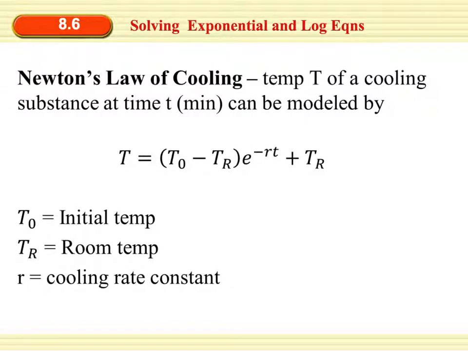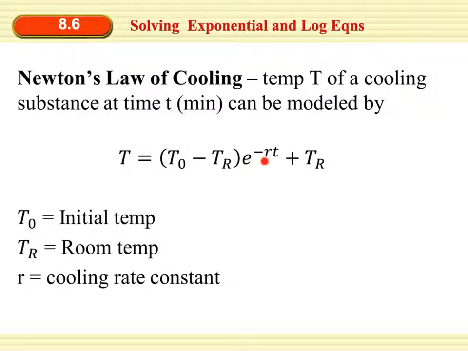A classic example when solving exponential log equations stems from a real-life situation called Newton's law of cooling. Newton's law of cooling says that the temperature T of a cooling substance at a given time t, which is typically measured in minutes, can be modeled by the formula temperature equals T sub 0. The subscript of 0 means that this is our initial temperature, minus our room temperature. So we're going to take the change in the temperature, multiply it by e to the negative rt.